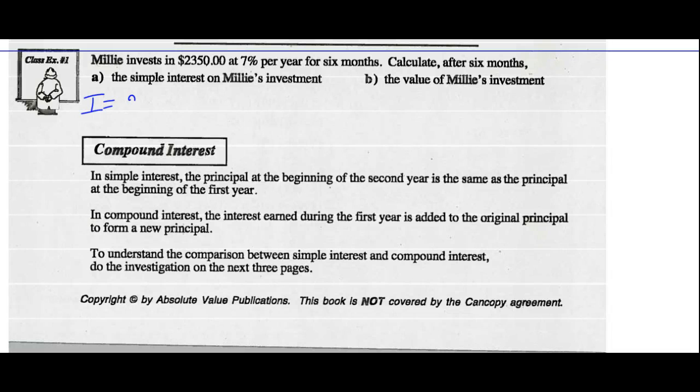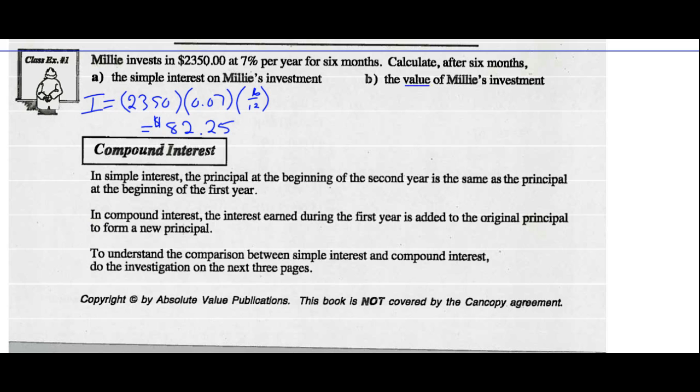So interest would be the principal, $2,350, times the rate, 0.07, times the time, 6 months, which you could say 6 out of 12, or half a year if you wanted. Do that calculation. You find out that's $82.25.